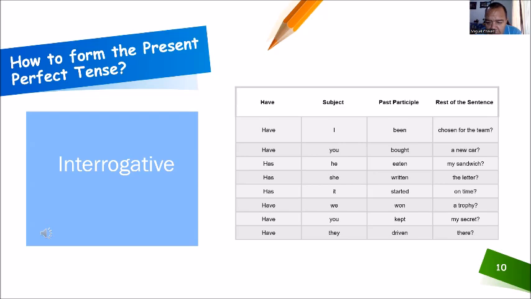Look at the examples. Have I been chosen for the team? Have you bought a new car? Has he eaten my sandwich? Has she written the letter? Has it started on time? Have we won a trophy? Have you kept my secret? Have they driven there?